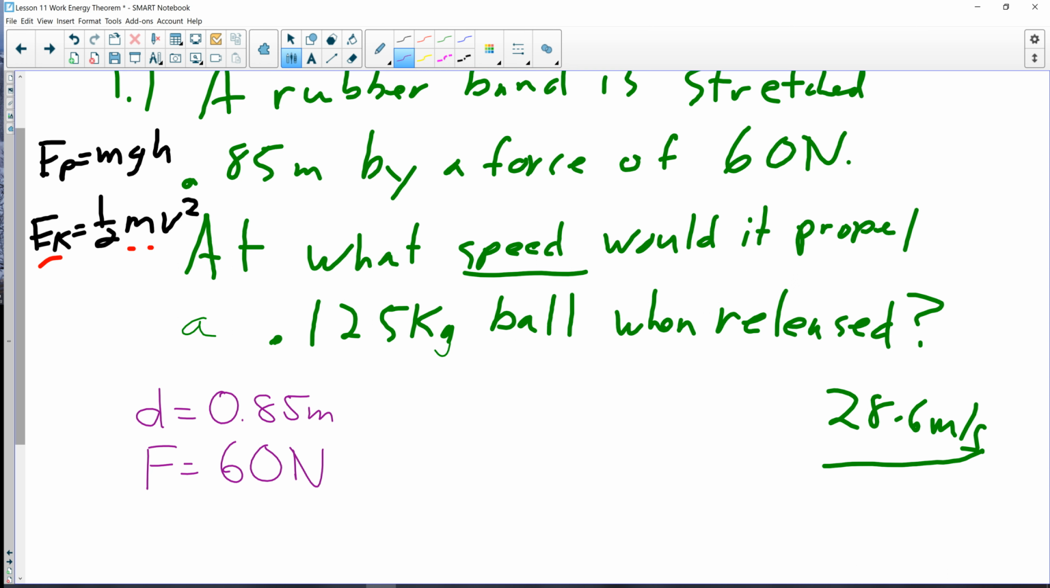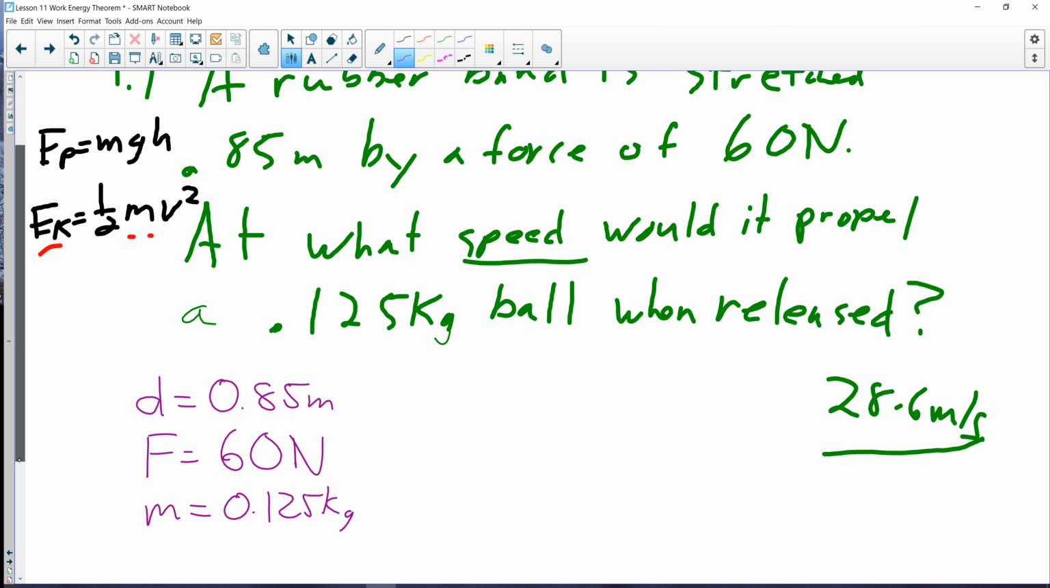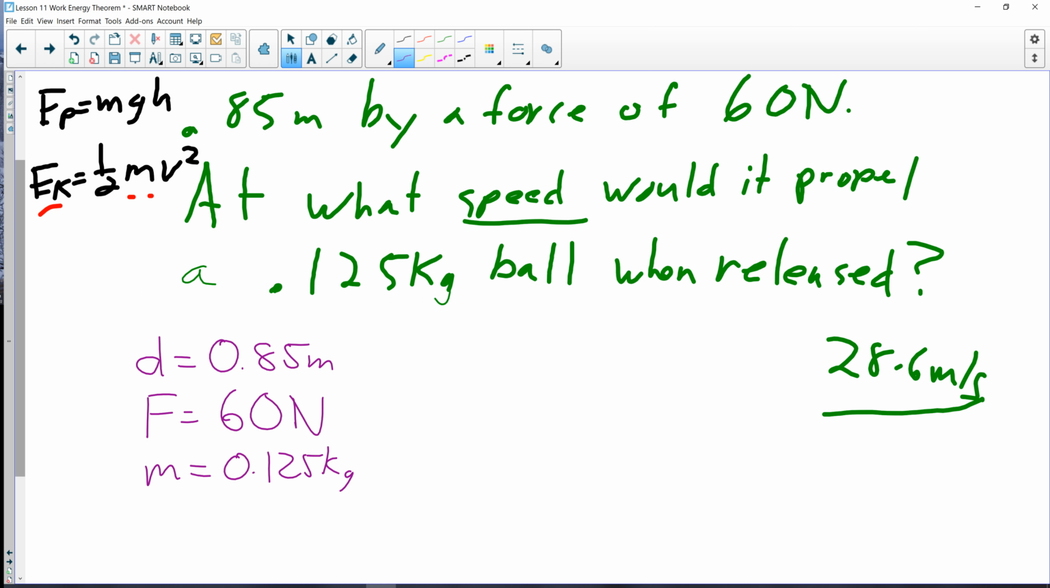At what speed would it propel a 0.125 kilogram ball? Kilograms measures mass, so I've got a mass in there. And I'm looking for the speed it would reach, so that would imply there's a change in speed, and that I'd be looking for VF.